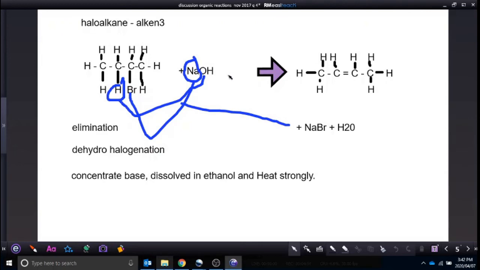And remember, we are forming a major compound, so that is why if we use Zaitsev's rule, we will take the H from the carbon with the least amount of hydrogen atoms, and that is where we then get our alkene, and it's an elimination reaction, and it is called dehydrohalogenation.